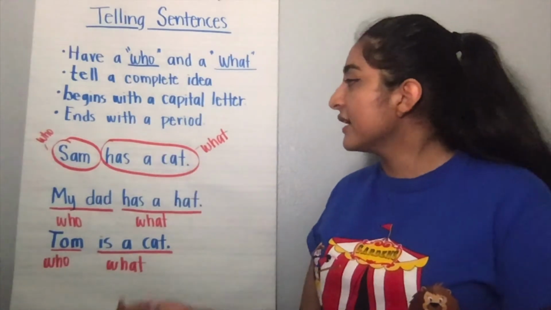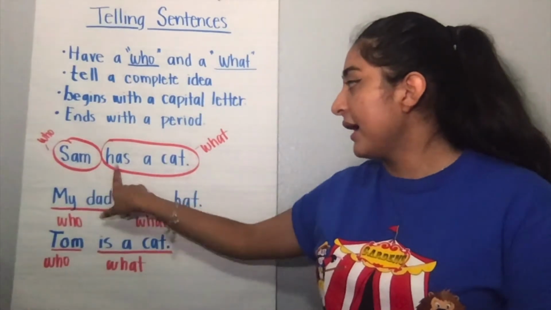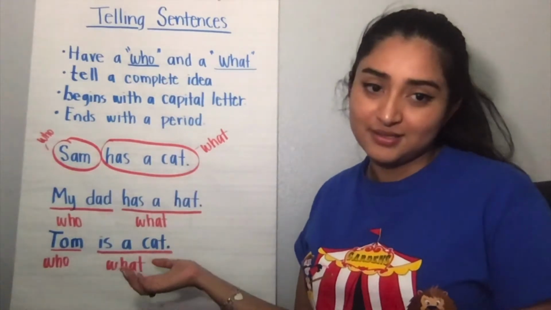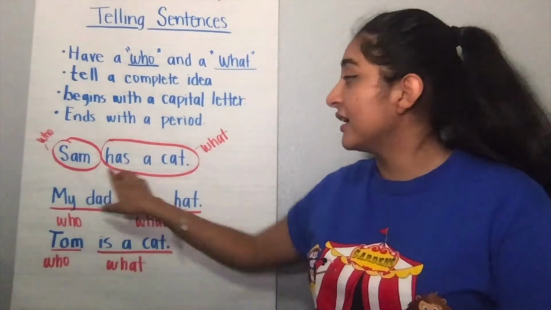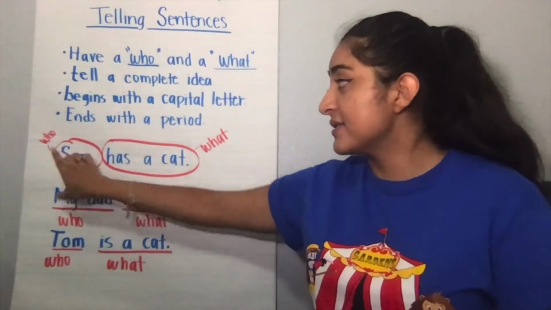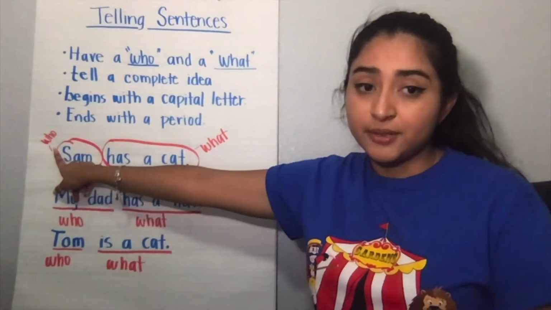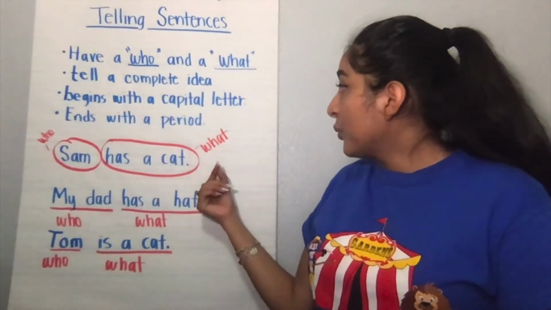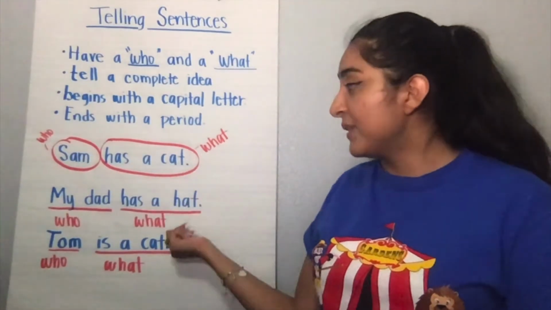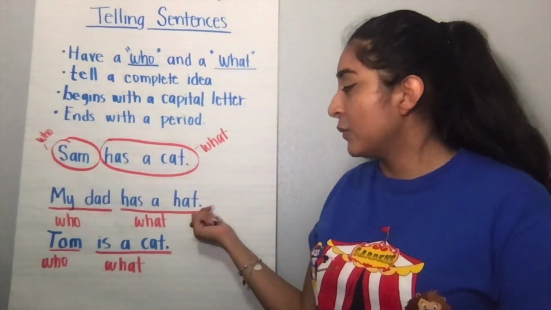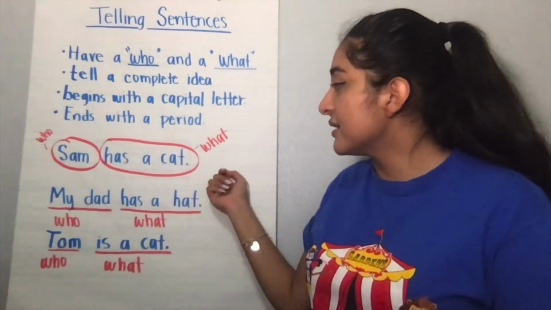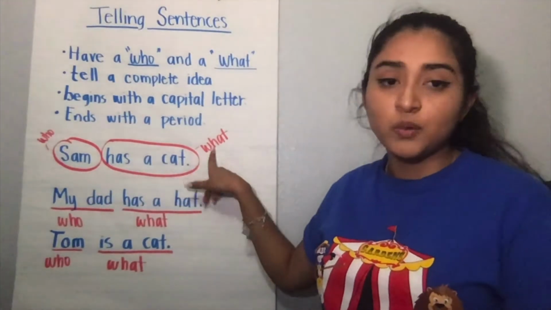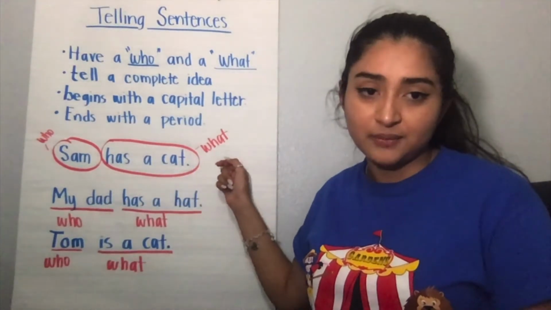So one of the examples that we saw is Sam has a cat. Who are we talking about in this sentence? We are talking about Sam. So Sam is our who, our naming part. Now we need to look at our what. So what is happening in this sentence? We can see that here he has a cat. So has a cat is our what, which is our telling part.